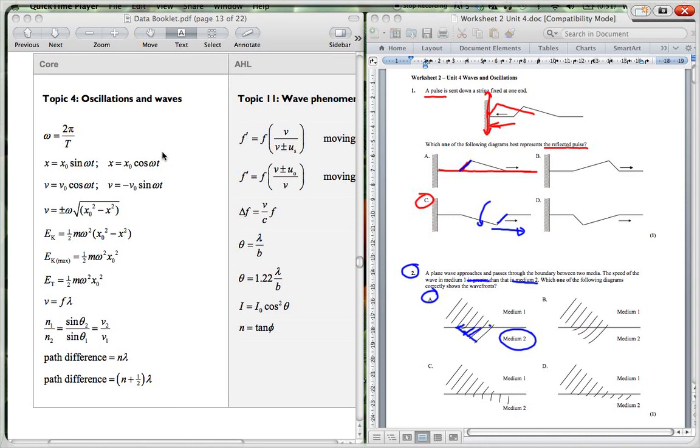Sorry, my board is not very nicely synchronized. So you get that situation over there. This situation over here would be the case if the speed in medium 2 was faster than in medium 1. These two, because you've got these curved lines here, are not correct, because that would mean that in medium 2 you're getting a change in the speed, that it's not a constant speed in medium 2. So the answer is 2.